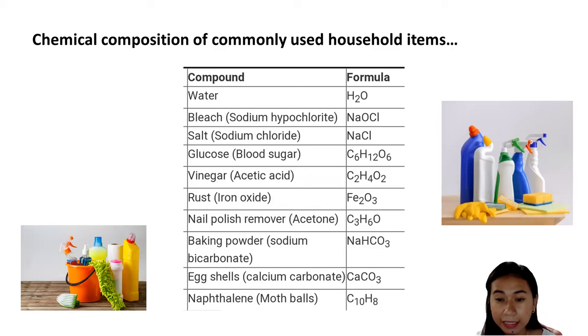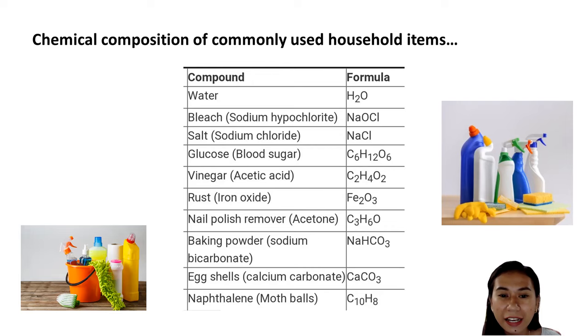Salt, that's of course table salt, sodium chloride, NaCl. Glucose, blood sugar, C6H12O6. That's the product of photosynthesis. Glucose, C6H12O6. Memorize this. No, mga common lang naman ito na mga household items as well as its chemical formula. So kapag paulit-ulit niyo na itong binabasa, easily ma-remember niyo na lang siya. Trust me. Okay, vinegar, acetic acid.